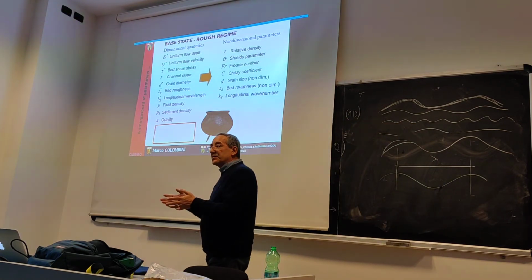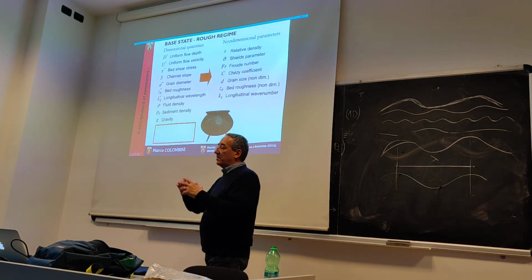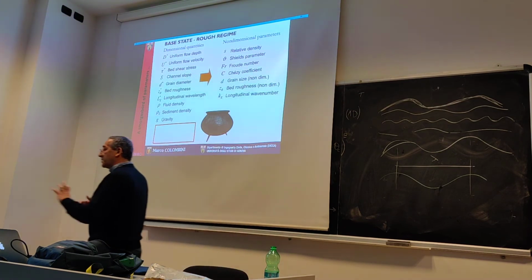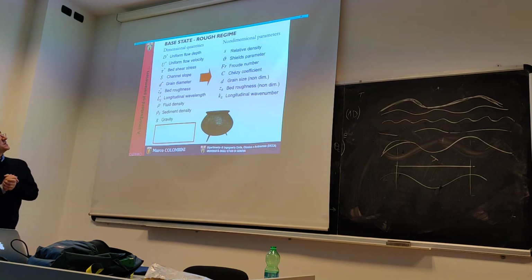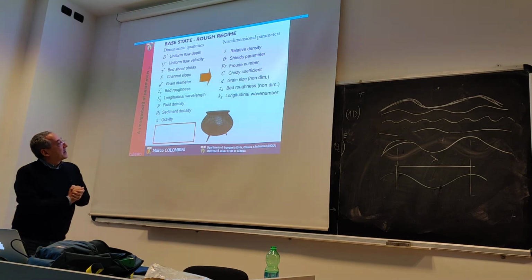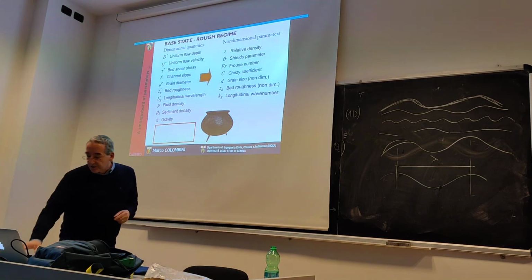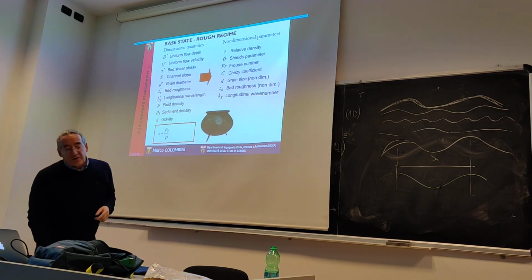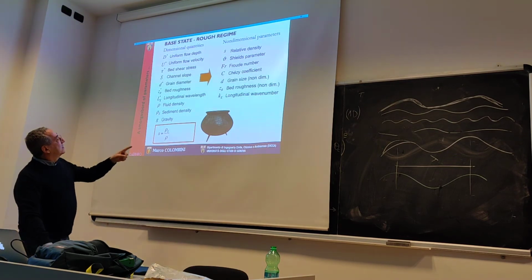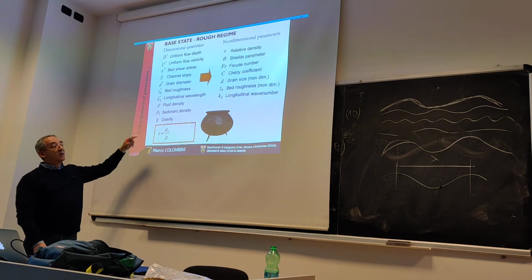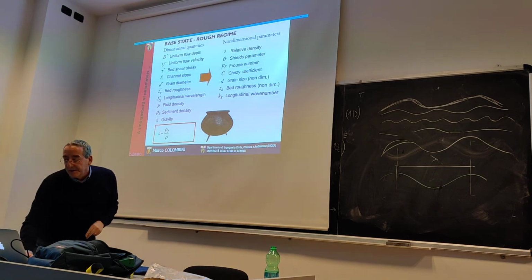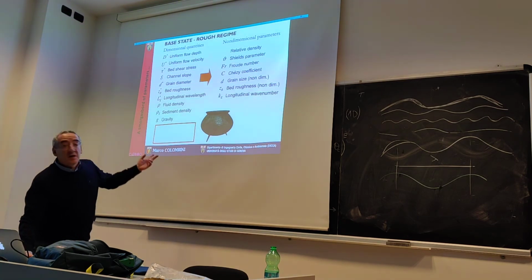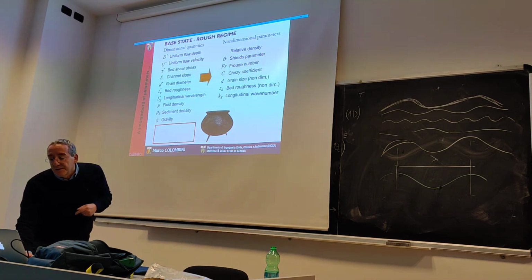In order to reduce the complexity, or to reduce the dimension of the space of the parameters, you introduce these non-dimensional parameters. So you put in your cauldron, for example, the relative density, which is the ratio of the sediment density to the water density. It's non-dimensional because it's a ratio of densities.